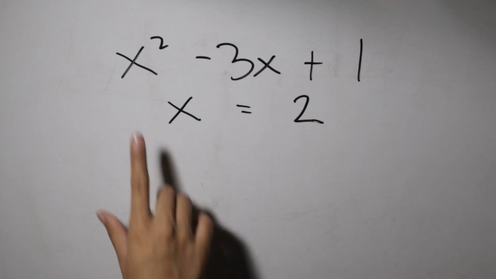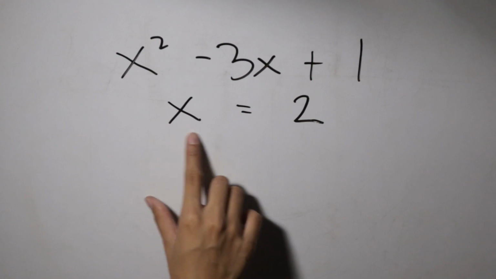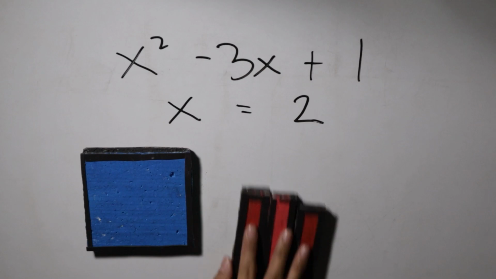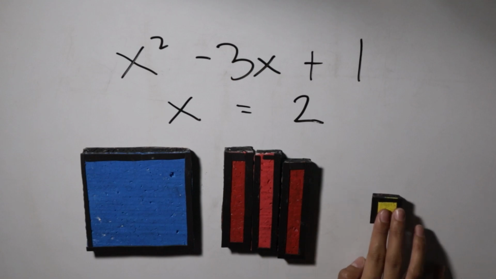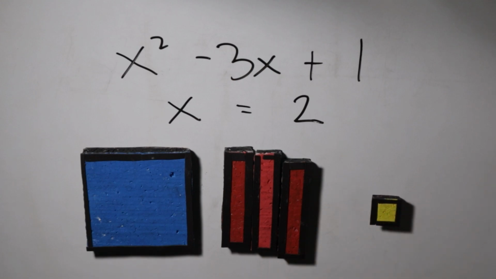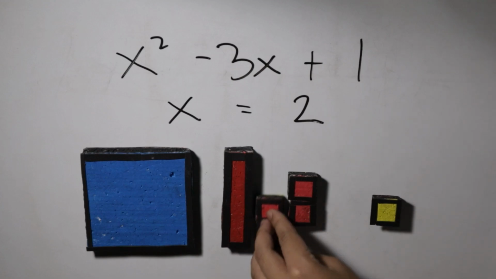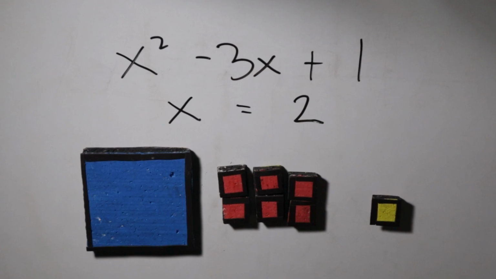Let's have our expression: x squared minus 3x plus 1, given that x is equal to 2. And we'll start by modeling our expression. Here, the constant we'll leave alone because it's already a number. And now, we know that x is equal to 2. We will replace the negative x tiles with two negative constants each, and apply it to the rest of the x tiles. Finally, we're left with x squared.